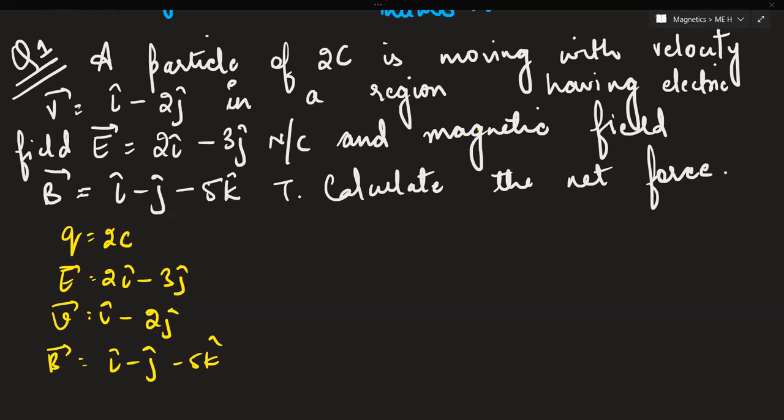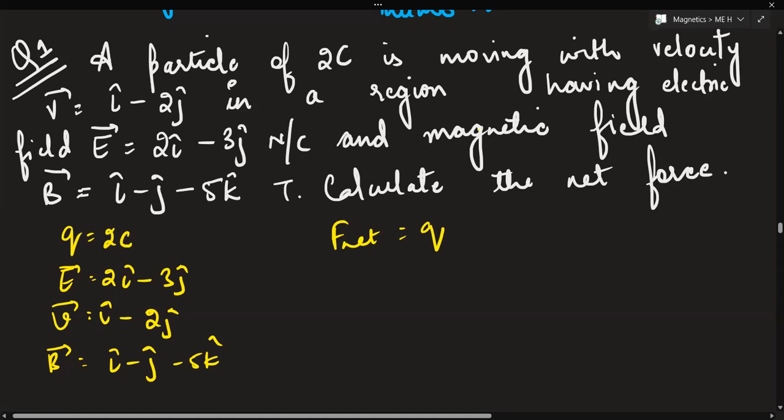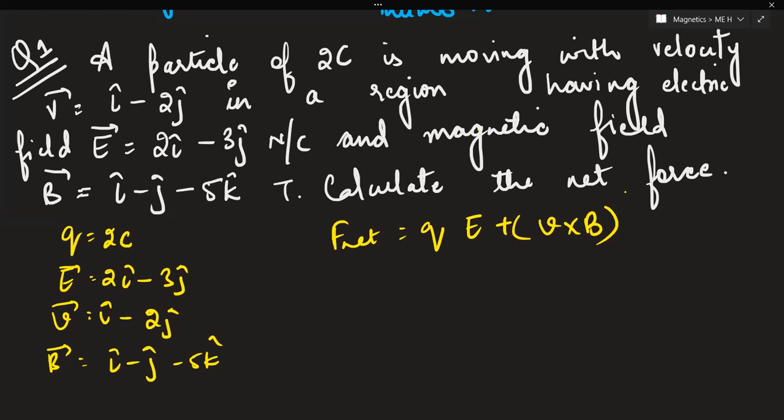Now our equation is what? Net force is what? Net force is Q into E plus V cross B. That's what we have studied right now. So let us first solve V cross B. Cross product of two vectors in Cartesian form is solved in this manner.